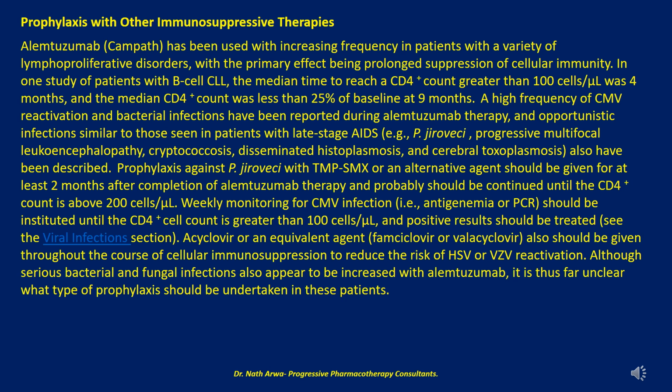See the viral infections section. Acyclovir or an equivalent agent, famciclovir or valacyclovir, also should be given throughout the course of cellular immunosuppression to reduce the risk of HSV or VZV reactivation. Although serious bacterial and fungal infections also appear to be increased with alemtuzumab, it is thus far unclear what type of prophylaxis should be undertaken in these patients.